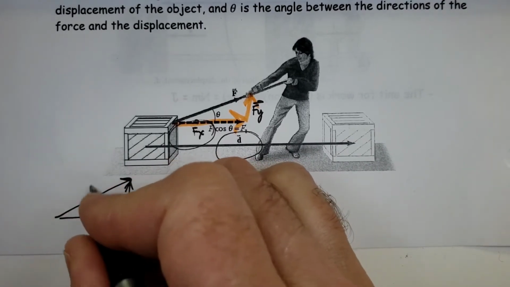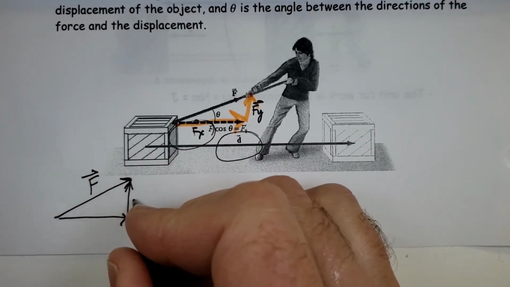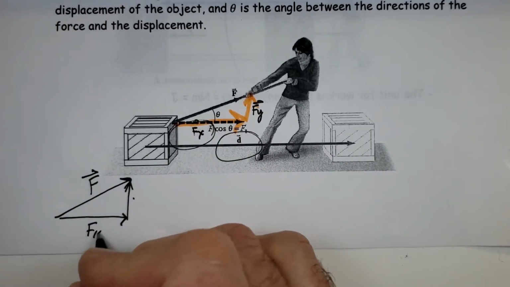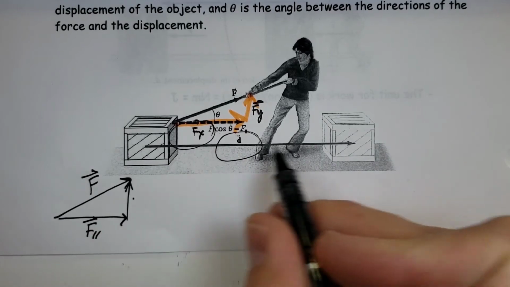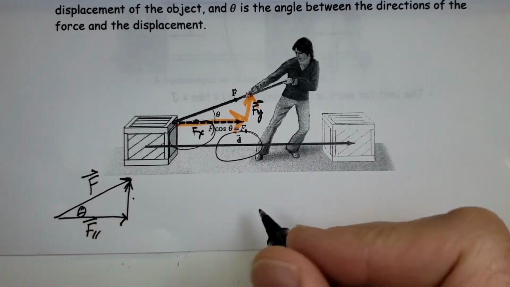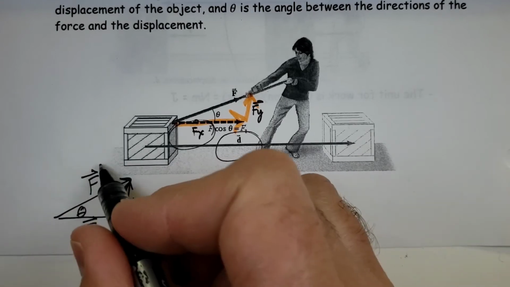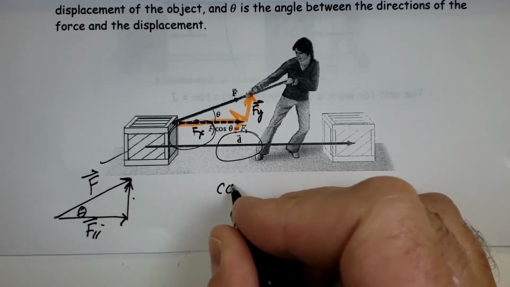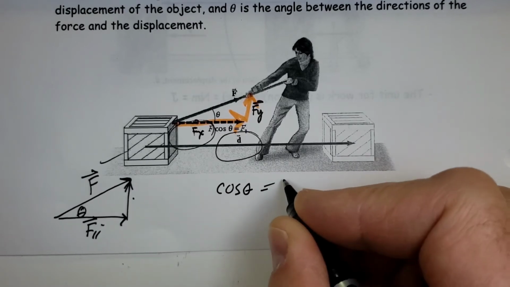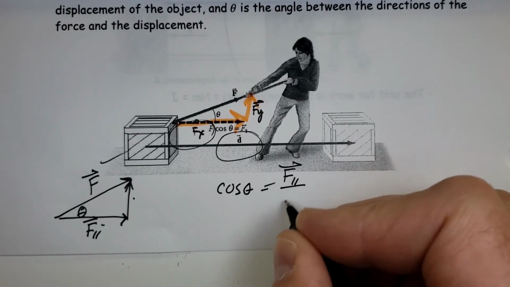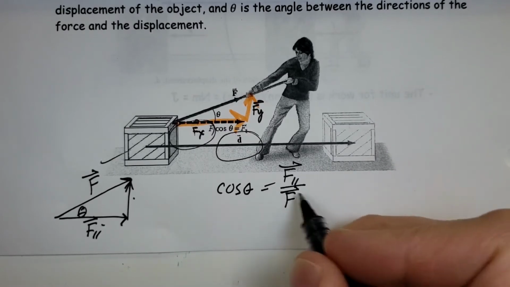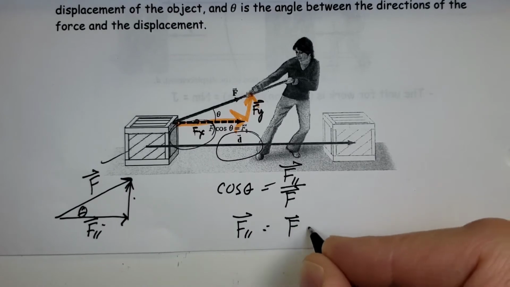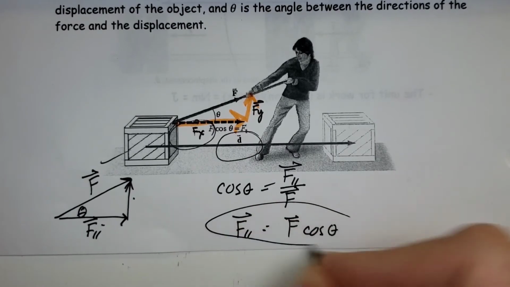So I have my force being pulled like this, I have my Fy, and Fx really is F parallel, right? It's the force that's parallel to the movement here. And of course we have the angle here. So if we take a look at the trig function, we're given this, we're looking for that. So of course adjacent over hypotenuse, that's cos of theta. And solving for F parallel, it's just F cos theta.